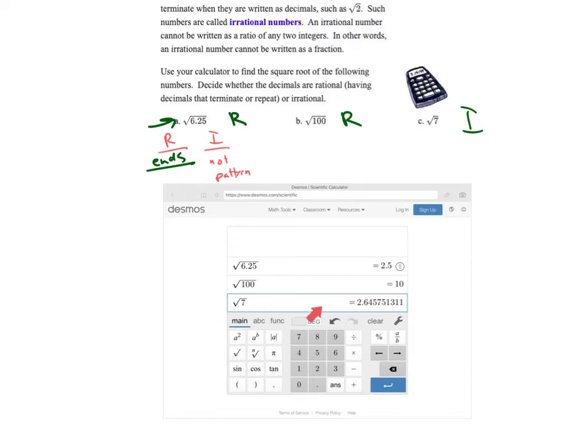My last one, the square root of 7. See, it just goes on with these weird numbers here, 6, 4, 5, 7, 5, 1, 3, 1, 1. There just isn't a pattern here on the square root of 7. So this is what's called an irrational number, meaning that it just keeps going on and on and on. It doesn't end. It doesn't repeat. So let's take a look at this with our next problem.